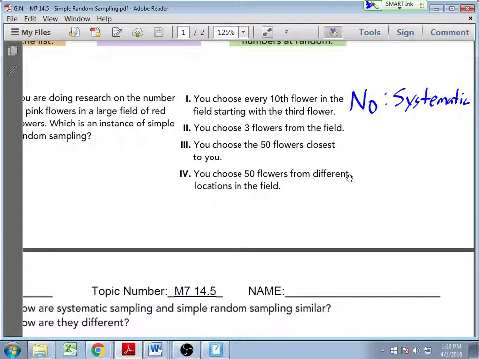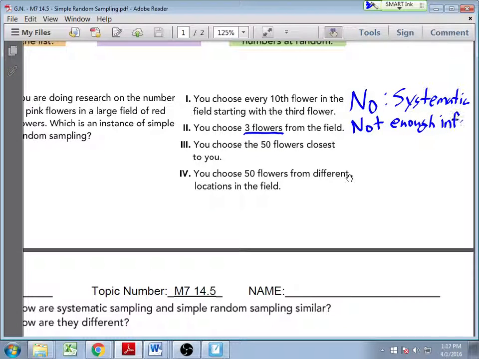Ethan, what if I choose 3 flowers from the field? Technically, I mean, they didn't say randomly. So here's the problem: they don't tell me how I chose them. Technically yes, but no. Would 3 flowers be a good sample? No, not at all. So not only do I not have enough info, but this is not a good sample. You could either write not a good sample or not enough info.